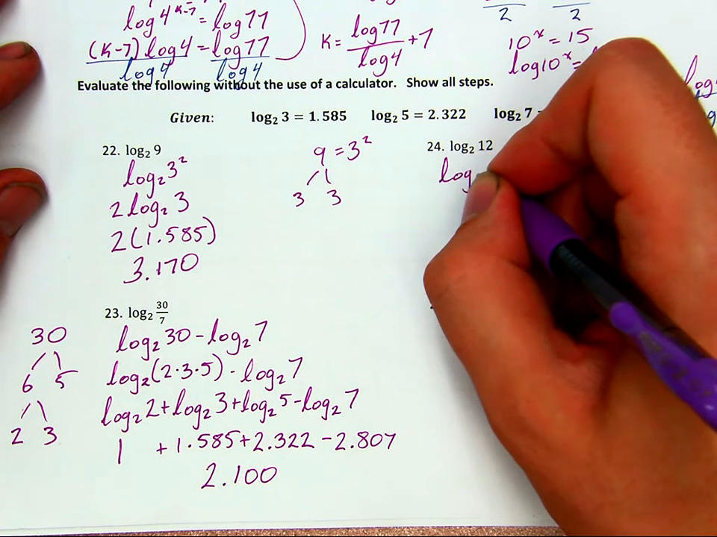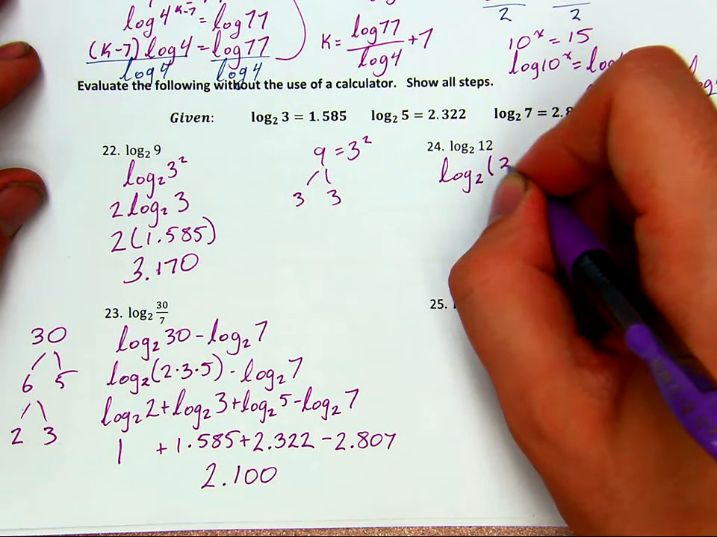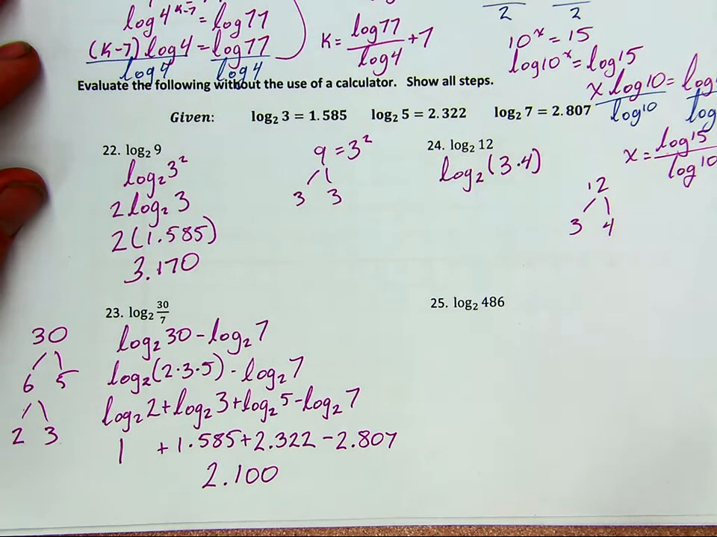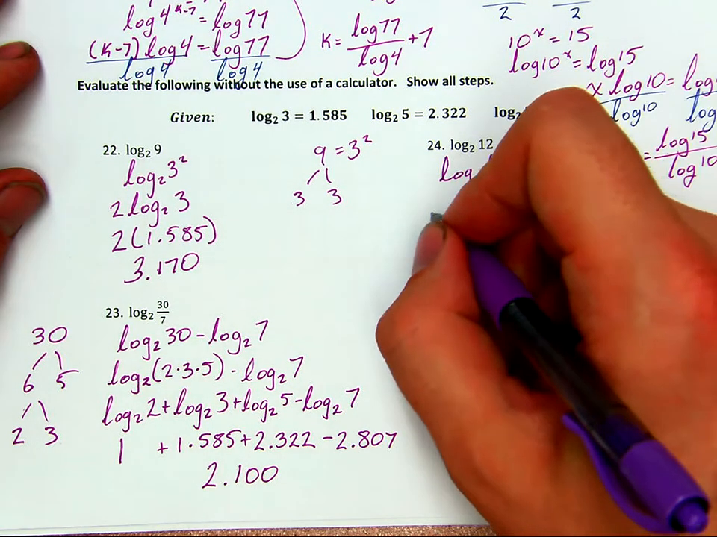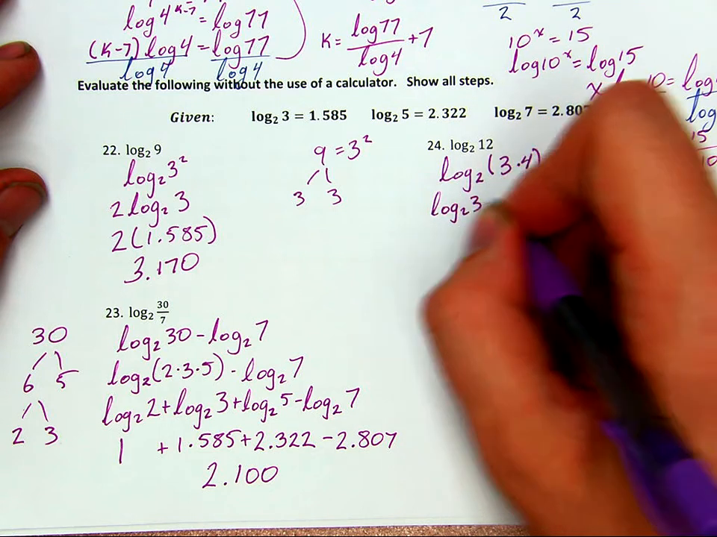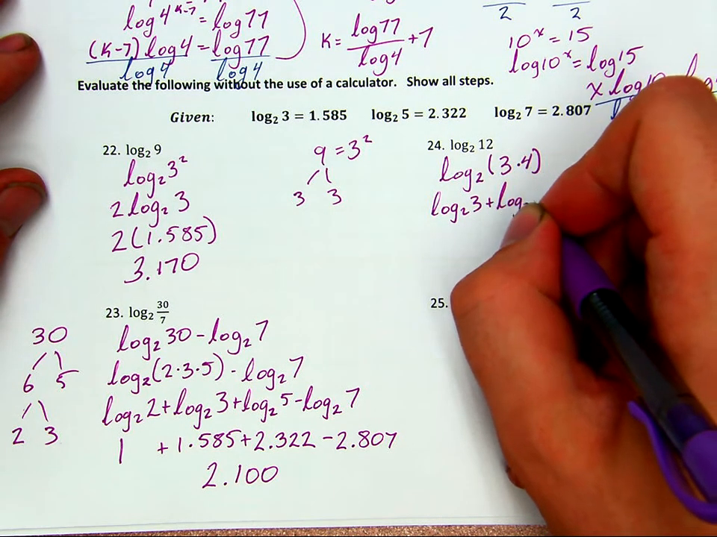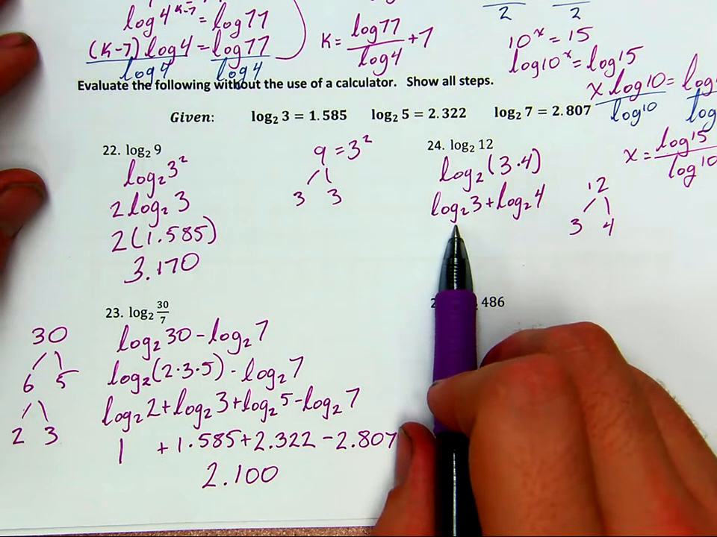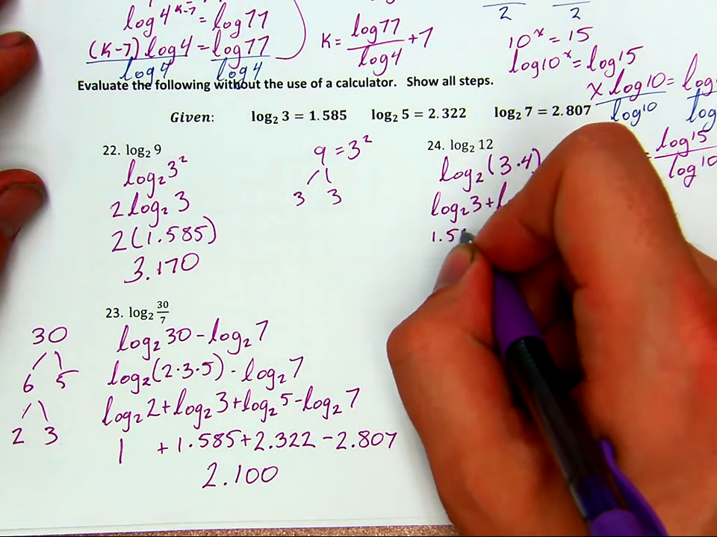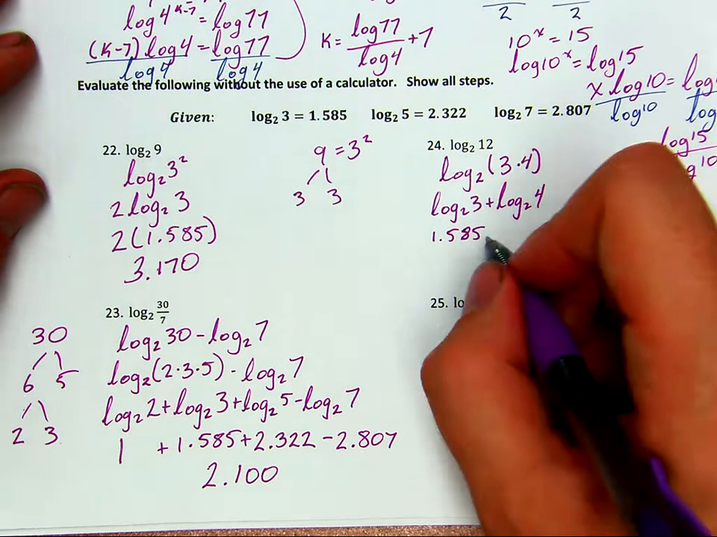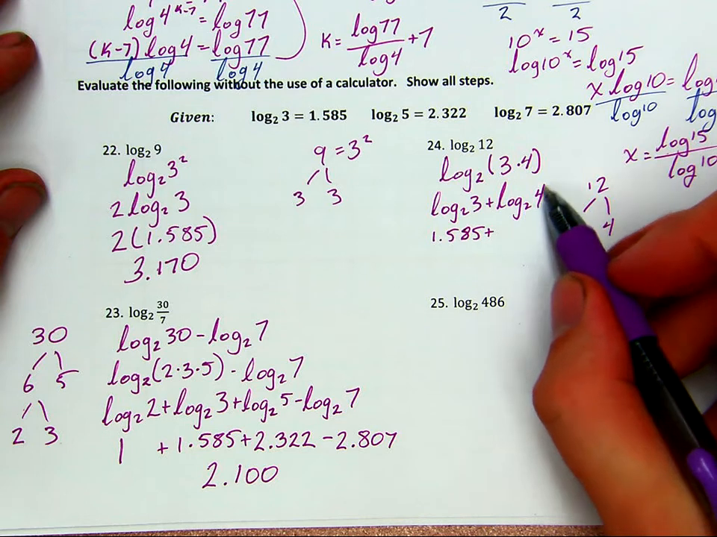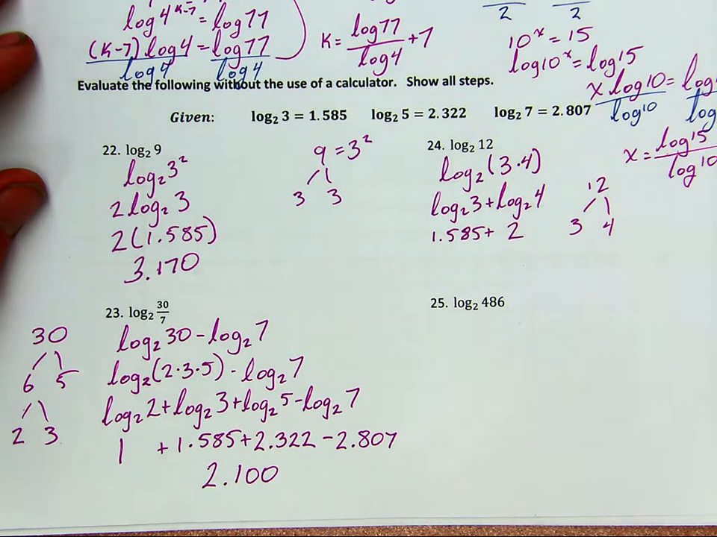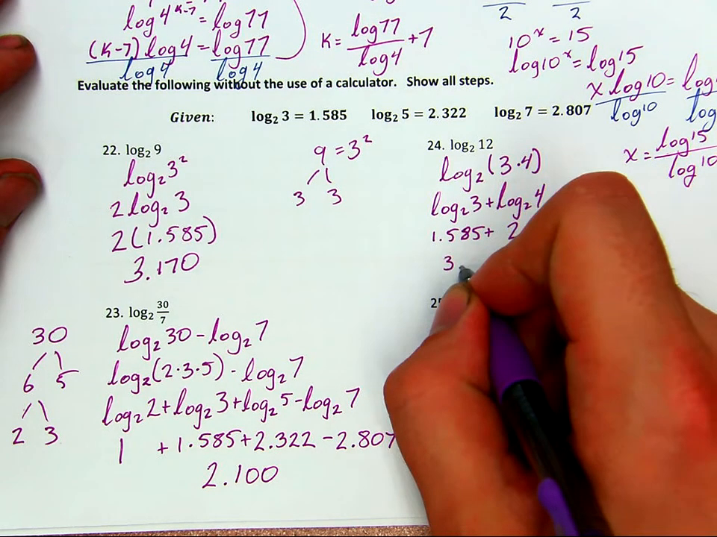Now, we want to use the product rule here to split this log apart. Log base 2 of 3 plus log base 2 of 4. Log base 2 of 3 is a number we were given, 1.585. Log base 2 of 4, we're thinking 2 to what power is 4? Well, 2 squared is 4. And now we just add those together, 3.585. So log base 2 of 12 is 3.585.